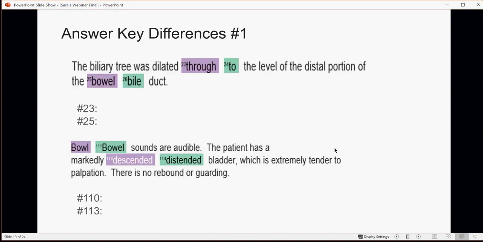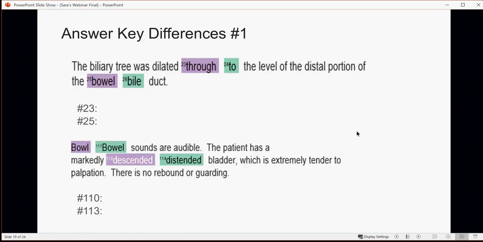All right, the next one is error number 110. I apologize, it's been cut off, but it is 110. We've written bowl instead of bowel sounds are audible. The patient has a markedly descended, should be distended bladder, which is extremely tender to palpation. There is no rebound or guarding. Bowl instead of bowel, descended instead of distended. What kind of an error do you think that would be?